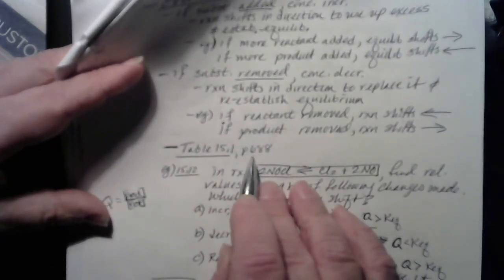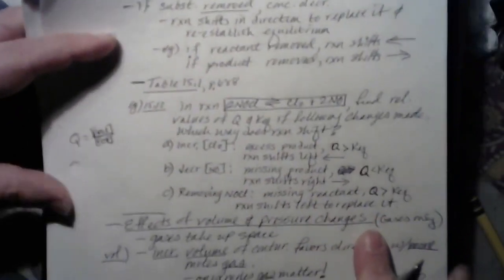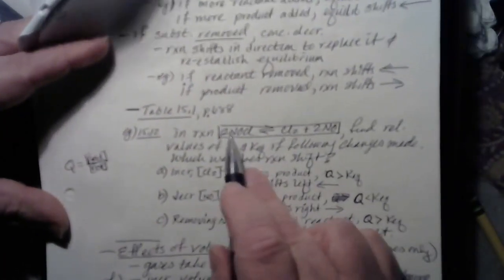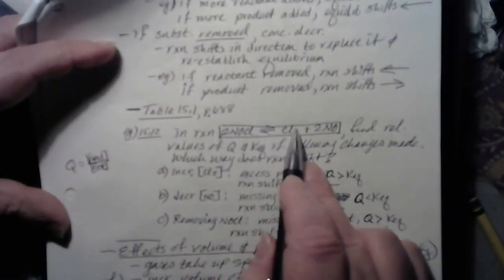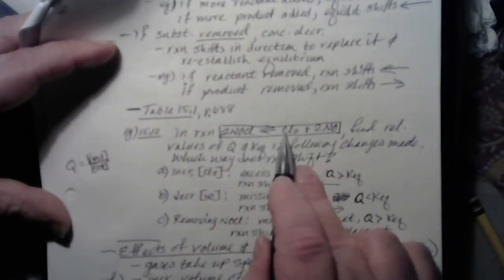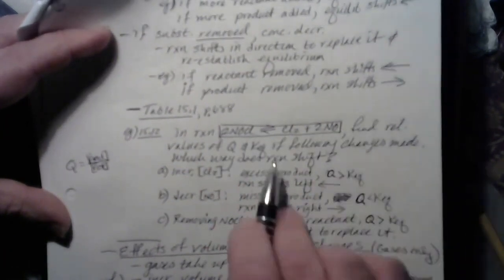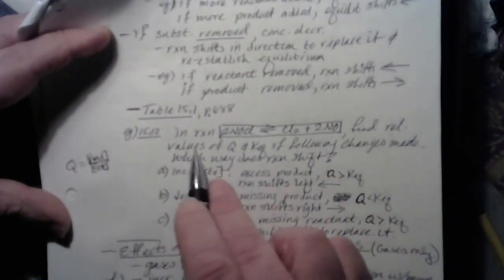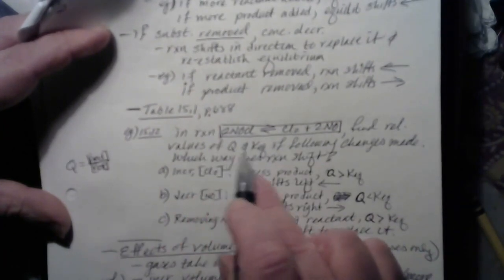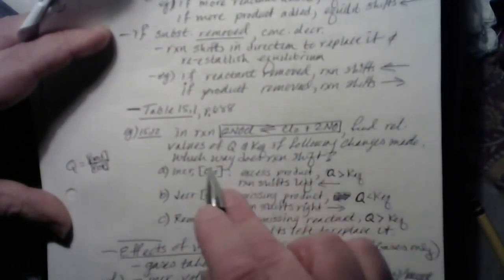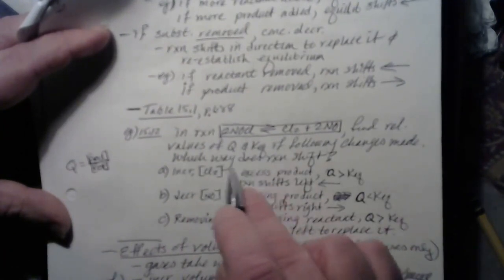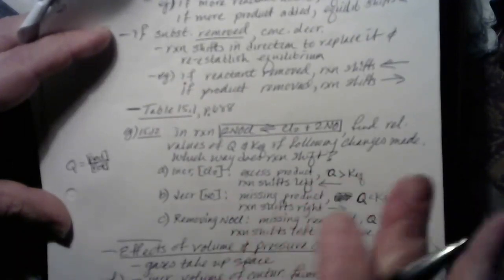There is a table on page 688 that summarizes these factors pretty well, so you might want to have a look at that. An example of questions like that might be the reaction between NaCl and Cl2 and NO. So you have two NaCl's in equilibrium with Cl2 and two NOs. And the question is actually asking us to find the relative values of Q and KEQ if the following changes are made, and also which way does the reaction shift. And those two factors are related to each other.